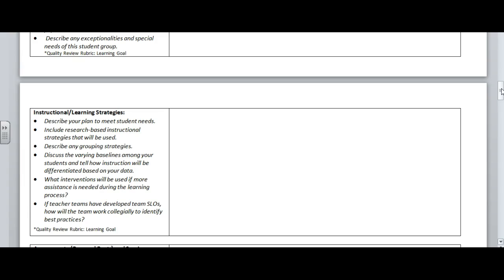And even if you work as a team, that last bullet there, you still need to think, how are you going to individually identify strategies for your class? So if you have a similar SLO, this section needs to be different because your classes are different, your data is different, your approach should be different here.